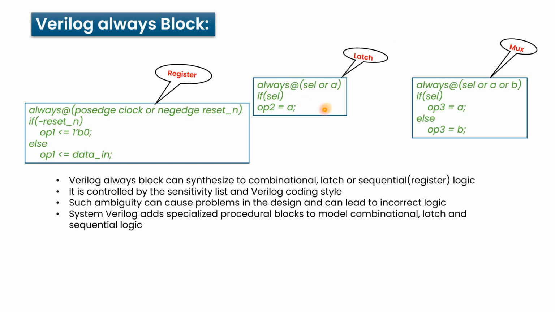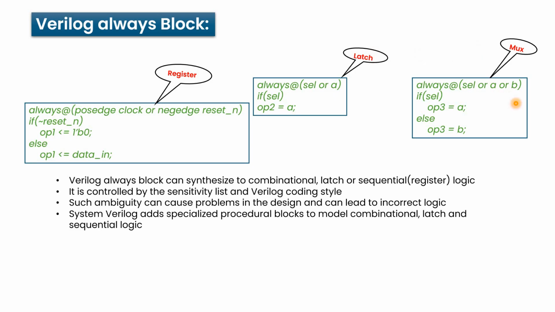If we have to implement a latch, again we can start with always, but now how we declare the variables in the sensitivity list gets changed, right? And then we have to use an incomplete if else statement. If select, op2 is equal to a, otherwise it will get the previous value. There is no else part to this. So this kind of coding style will infer a latch.